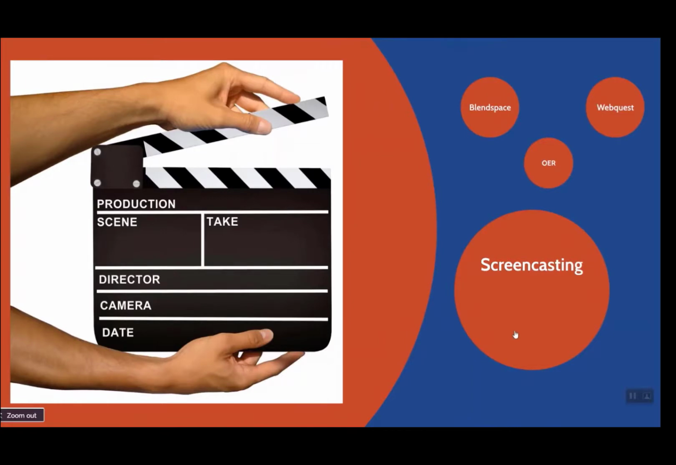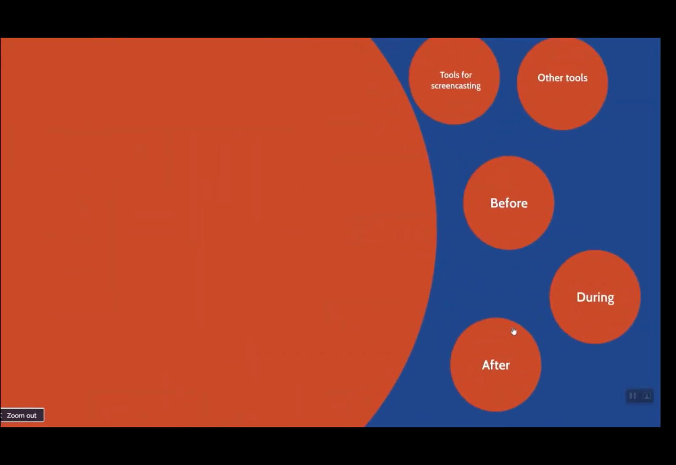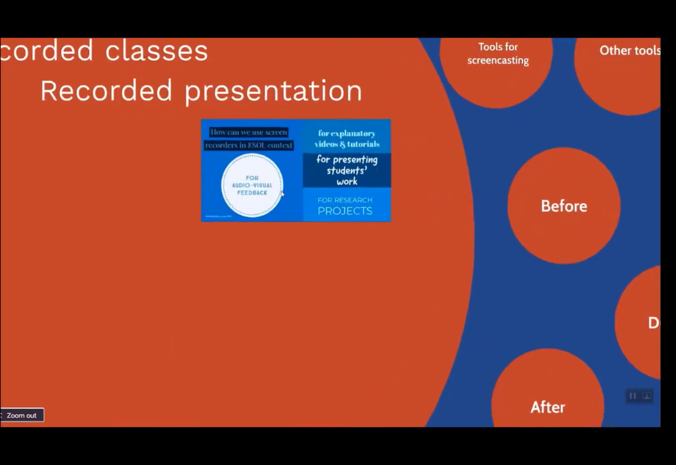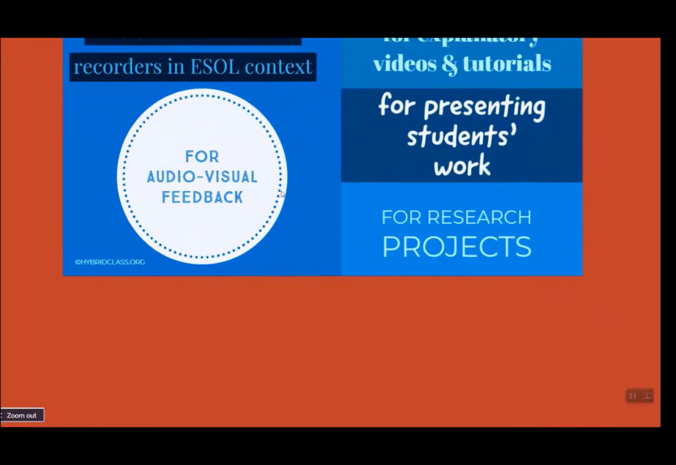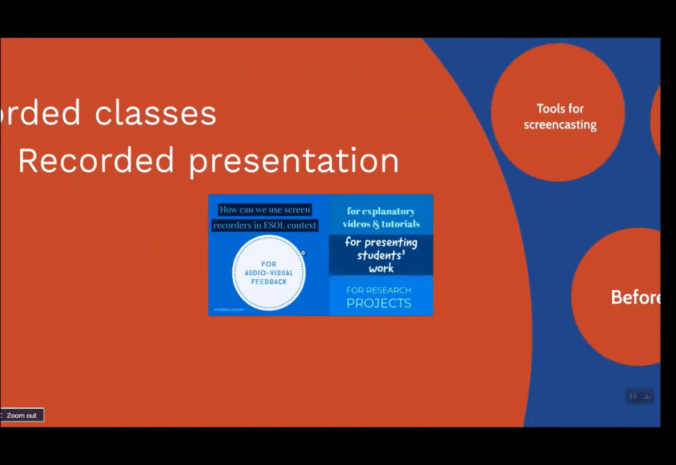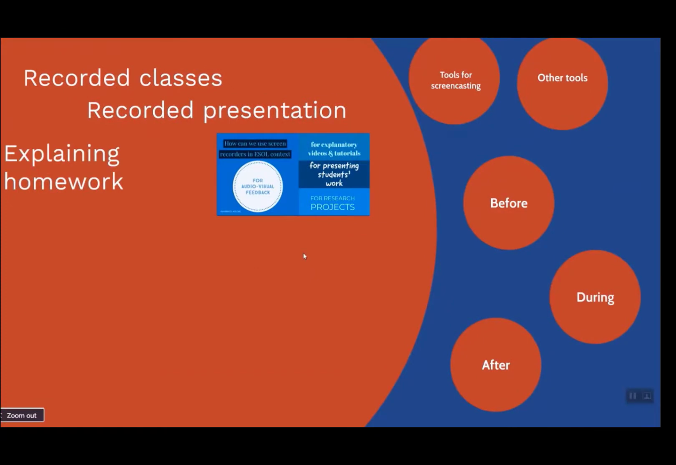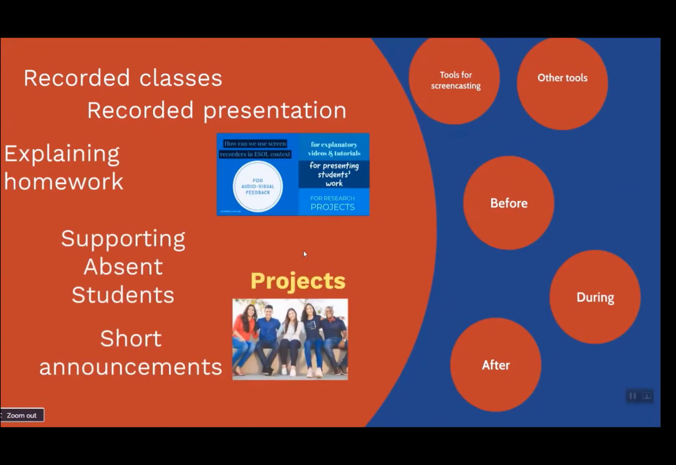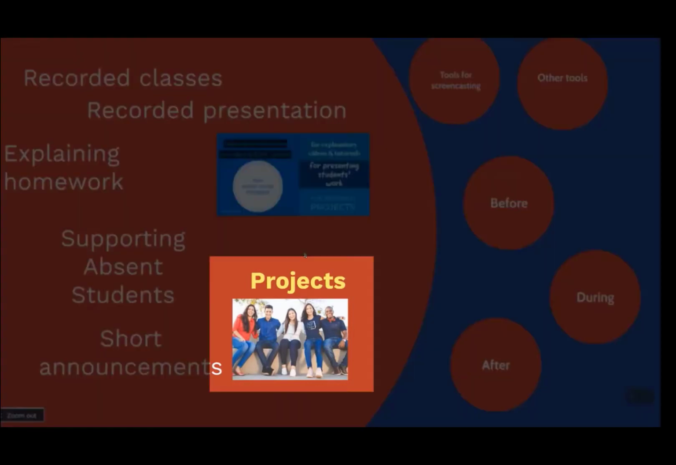Screencasting can be used for a range of purposes. It can be used to flip your lessons via recorded classes, lectures, or presentations. You could make instructional video clips explaining homework or giving instructions how to do something. It's also excellent for giving visual feedback, for supporting absent students, or giving short announcements. But also screencasting can be used by students themselves for showcasing their projects, for example.